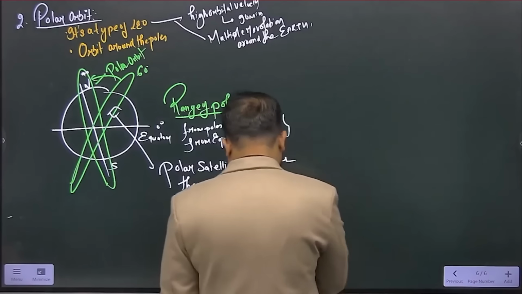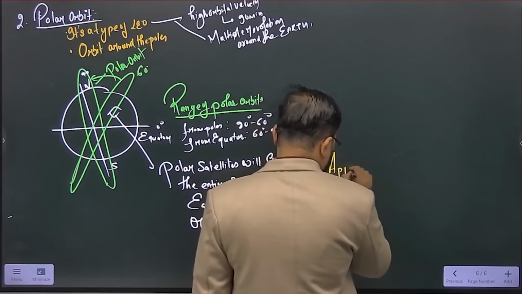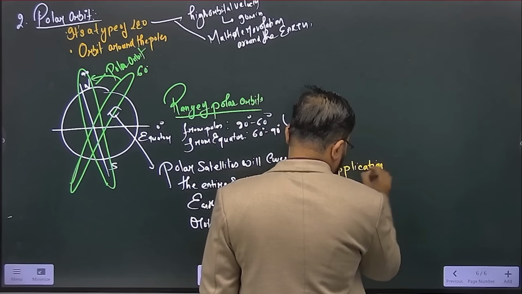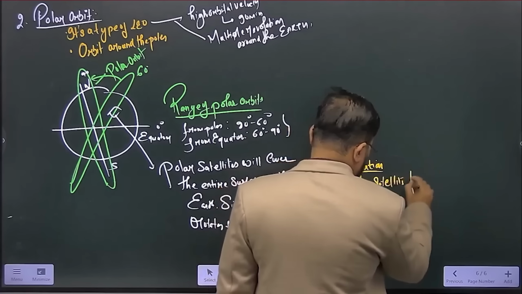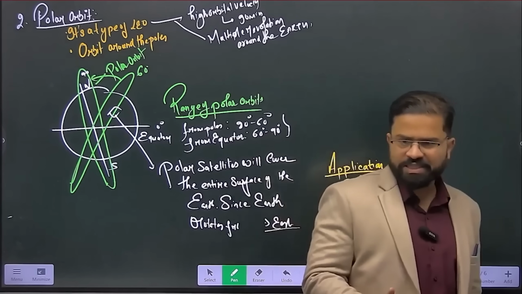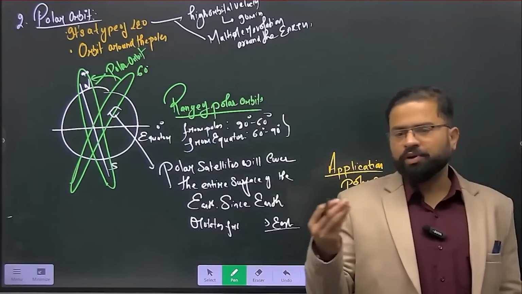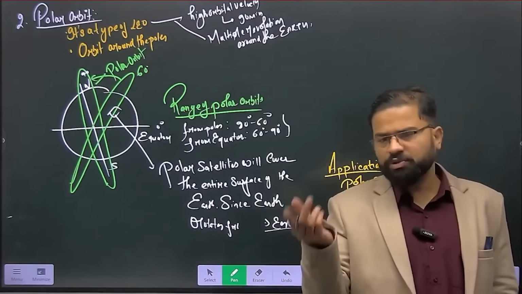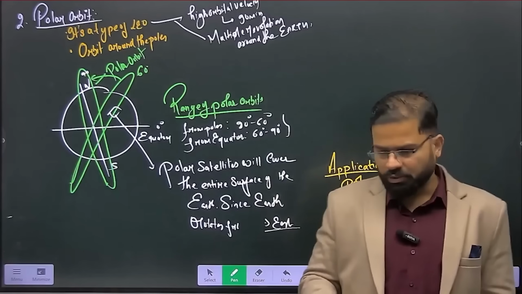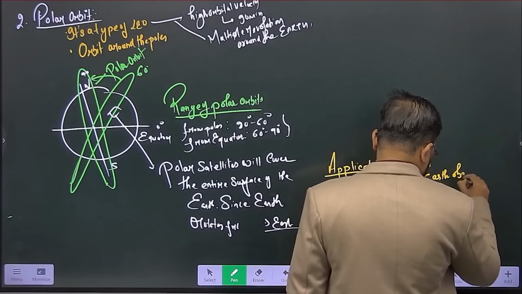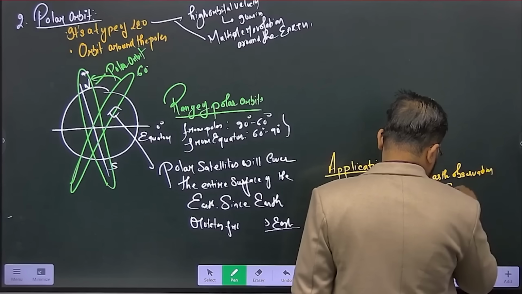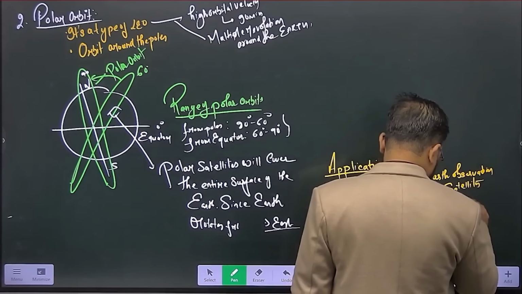So when I talk about the applications of polar satellites: Earth observation satellites. For example, if I have to monitor a particular zone, a particular area, I will be using a polar satellite, because it is closest to Earth's resources. Earth observation satellites, Earth resources monitoring satellites.